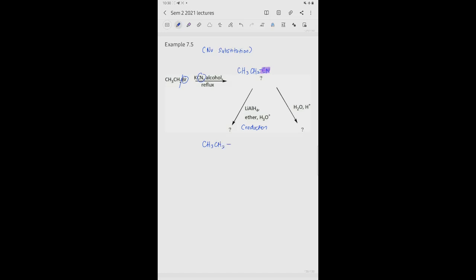The CN, the purple one that I highlighted with purple color, will change to CH2NH2. So this is the purple part of our product. And this is actually a primary amine, primary, not 10, primary. Primary amine, where we can name it as 1-propanamine.